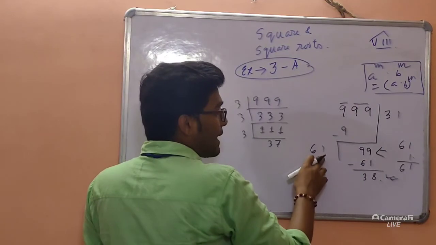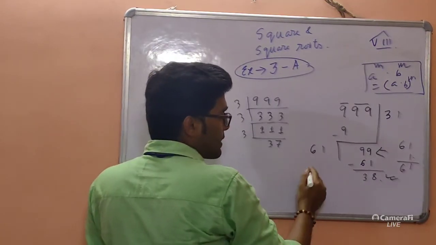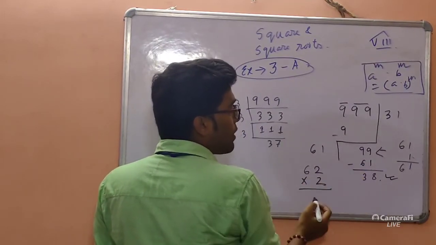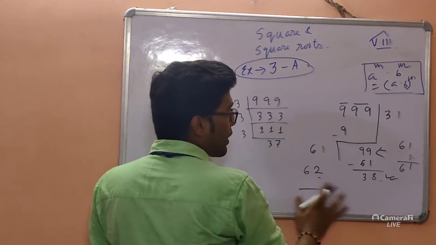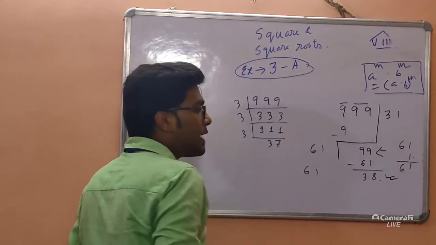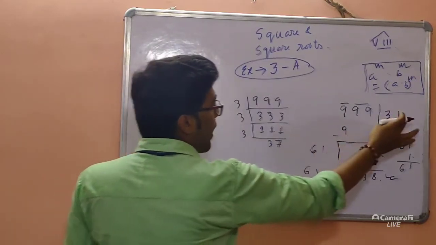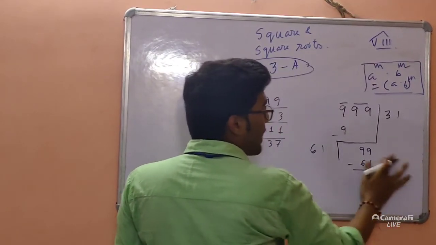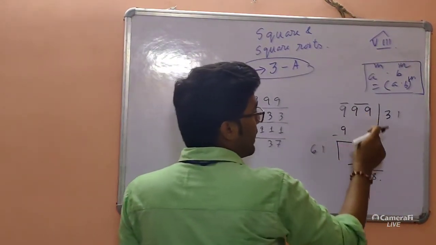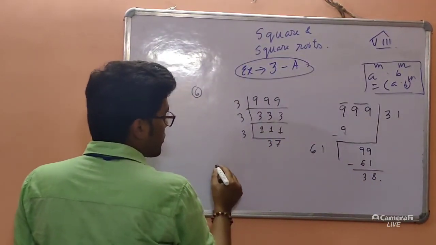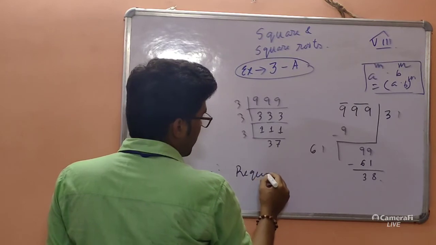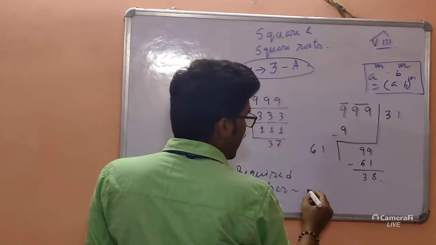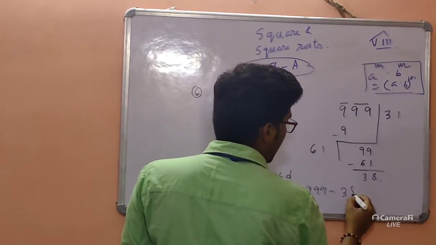Now we will write a number. Suppose you write 62, then you need to multiply by 2 and go close to 99. So it becomes more than 99, so we are not using it. Therefore we are using 61. Okay, so 61 into 1 becomes 61. If you subtract, this becomes 38. So the required number which will be a perfect square will be 999 minus 38. So you will write, therefore, required number will be 999 minus 38.